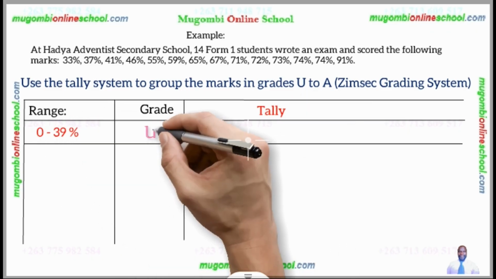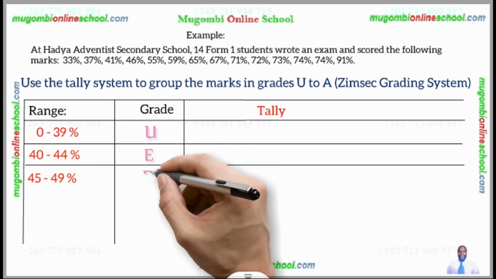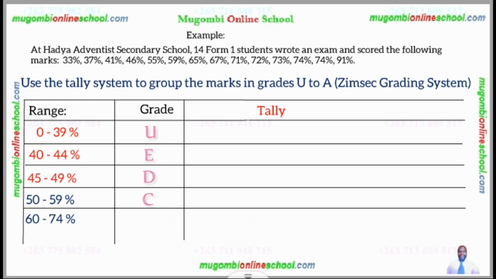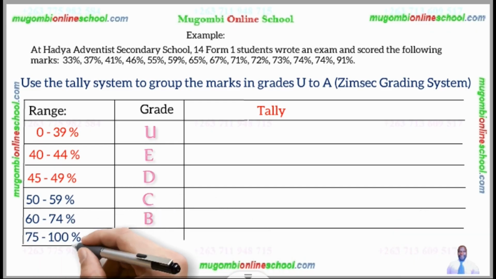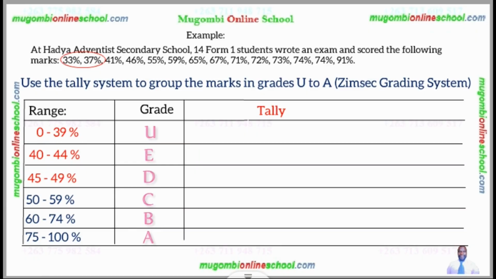The range 0 to 39%, that's a U. 40 to 49%, that's an E. 45 to 49%, that's a D. 50 to 59, that's C. 60 to 74, that's B. And then 75 to 100%, that's A. So let us group in tally system.